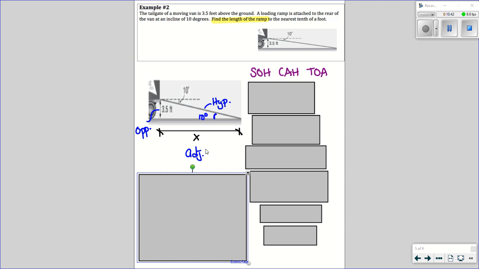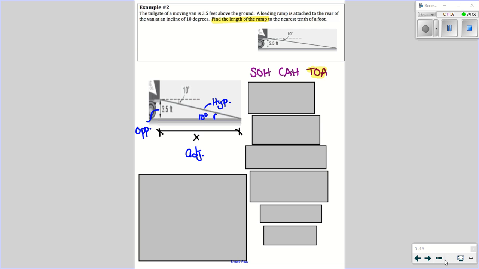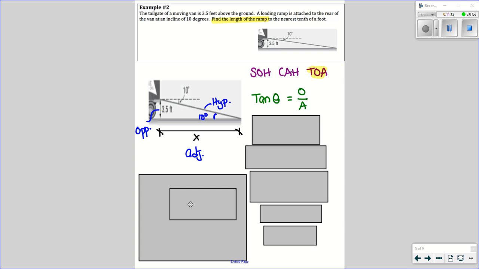Now you need to know which ratio you're going to be using. The opposite is already labeled, and we're looking for the adjacent side, which is the length from the tailgate to the bottom of that incline. So then we have an O and an A. We're going to be using TOA, and I'm going to highlight that so we know what we are dealing with. So that's TOA. And then we set up everything. So it's TOA, so tan of the angle. That little symbol, theta, is the symbol for angle. It's equal to O over A.